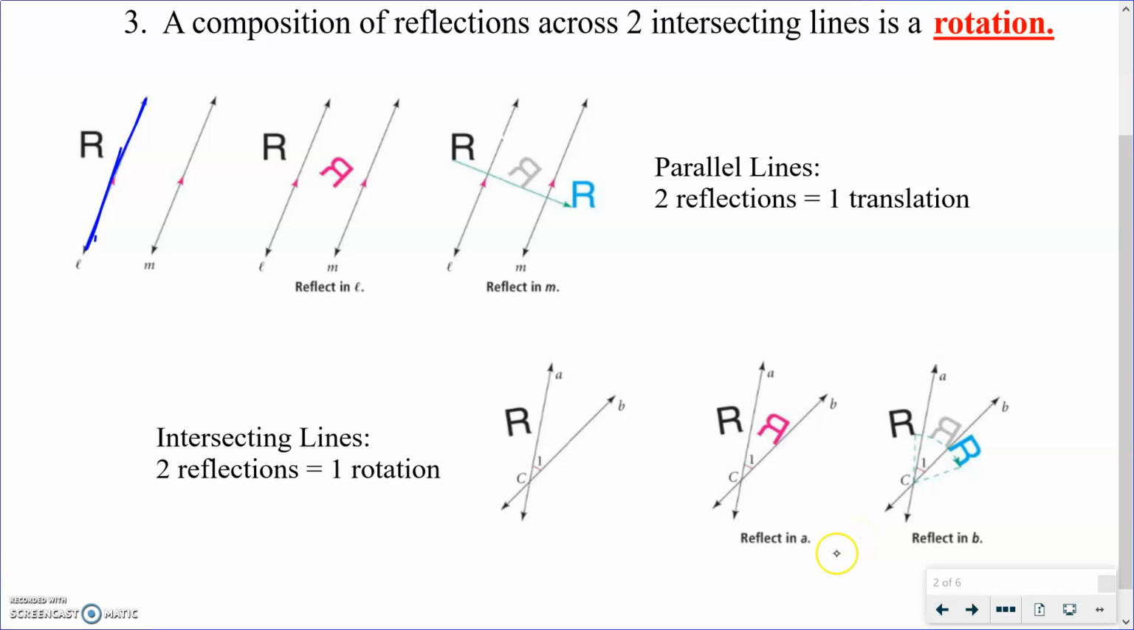Okay, so when we have this R here and we're reflecting it over two lines that intersect, so over line A and then again over line B, it creates a rotation. So if you notice the point of intersection here, this part of R is the same distance away from that point of intersection after those two reflections that create that rotation. Okay, so it's either parallel and creates a translation, or if they're intersecting, which is everything that's not parallel, then it creates a rotation.